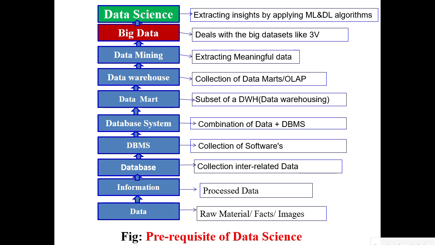Data mining is extracting meaningful information or data by using classification techniques, clustering technique, association rule mining, recommender system, and outlier detection. And then when we talk about big data, it is a combination of three V's: volume, velocity, and variety. Volume is in terms of size. It may be more than a terabyte, like petabyte, exabyte, zettabyte, yottabyte, and so on. That is all about volume.